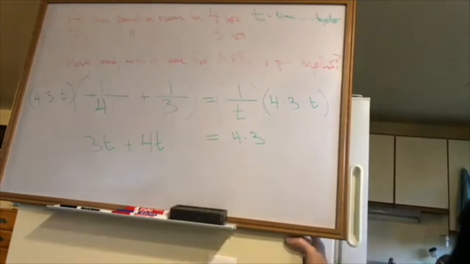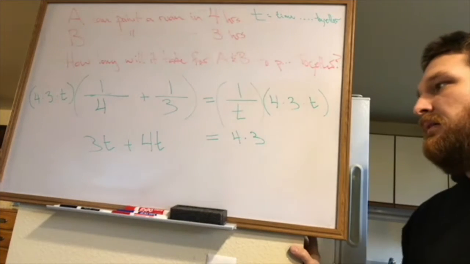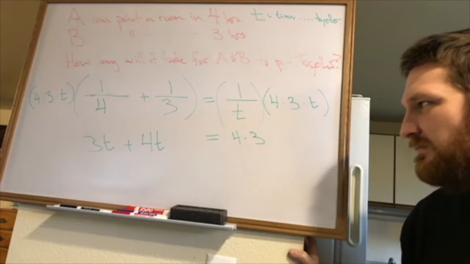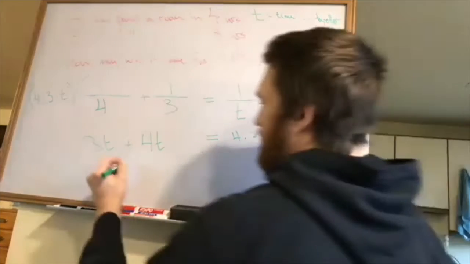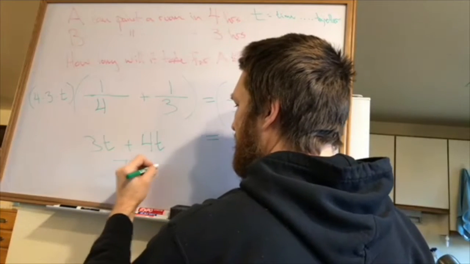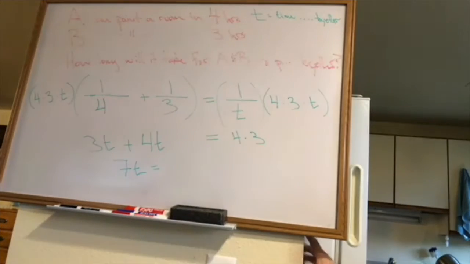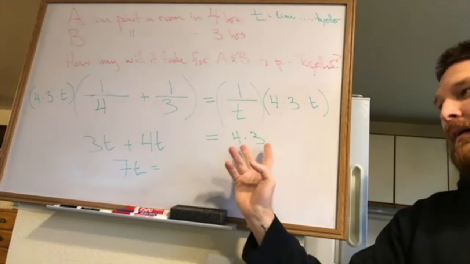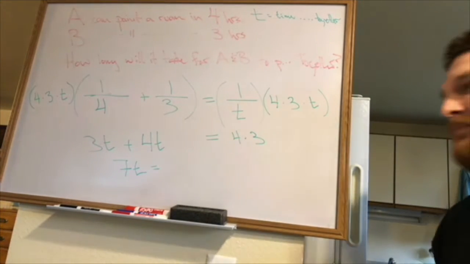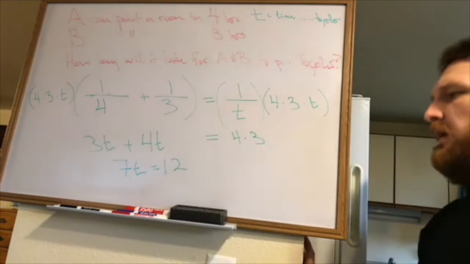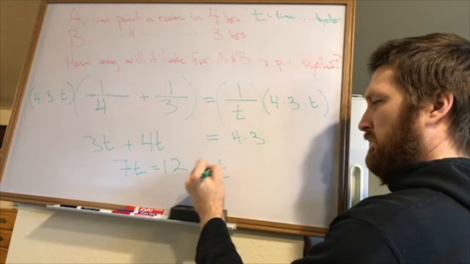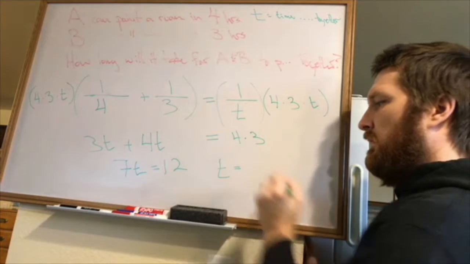Okay, now we have 3t plus 4t. How many t's is that? 7t. 7 t's. Let's just do it that way. 7t equals, now it's starting to look like I could go ahead and multiply that out. 4 times 3 is 12. And so t equals what? t equals 12 over 7.